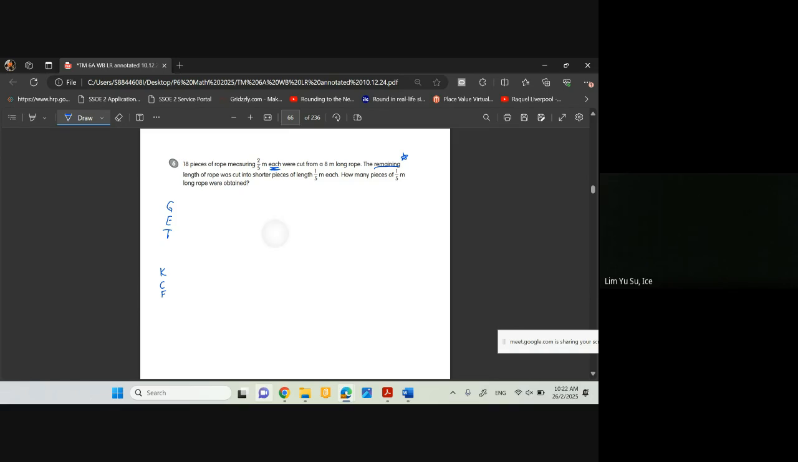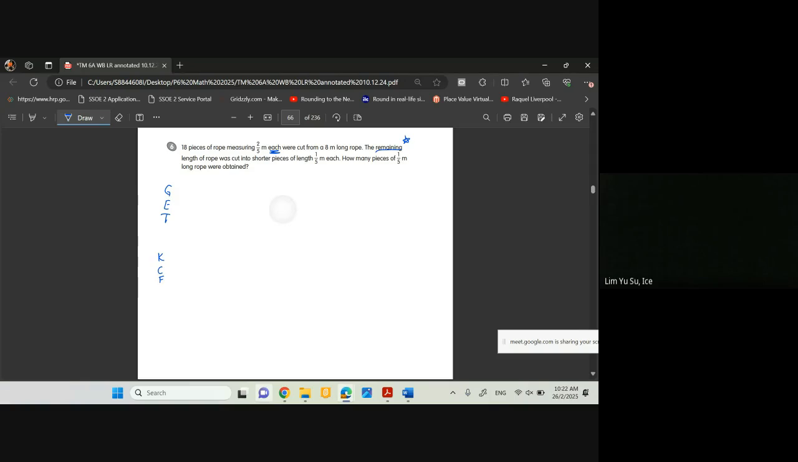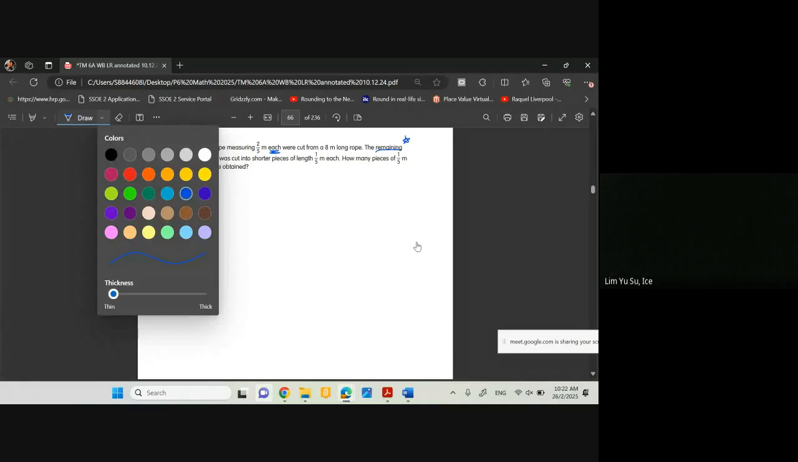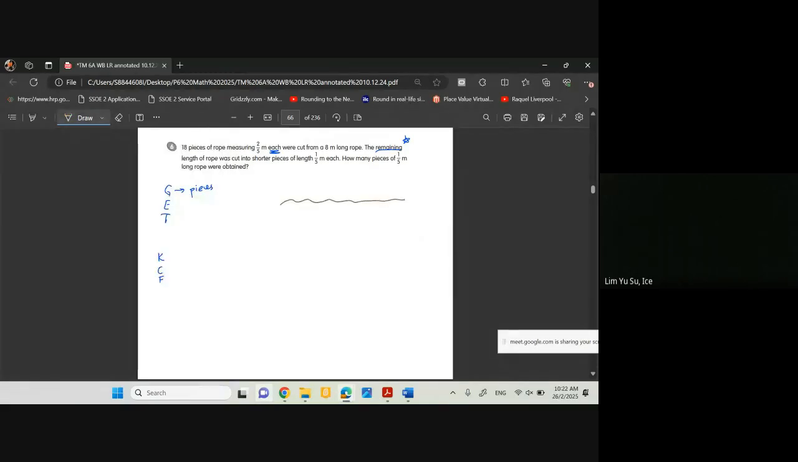Pieces, very good. Okay, so you have 18 pieces. So the group tells you it's about pieces. Now it's a bit tricky because the story is very complicated. So let me try to draw the rope. Use brown color. Imagine there's this rope. Let's draw it straight, not curly. Curly is misleading. The rope must be straight so that it's equal parts.